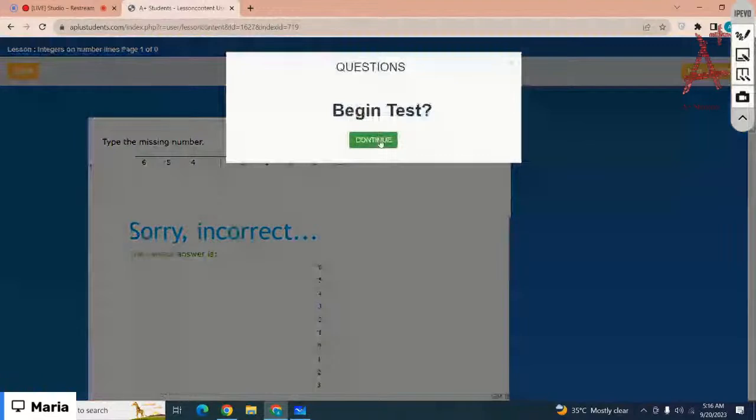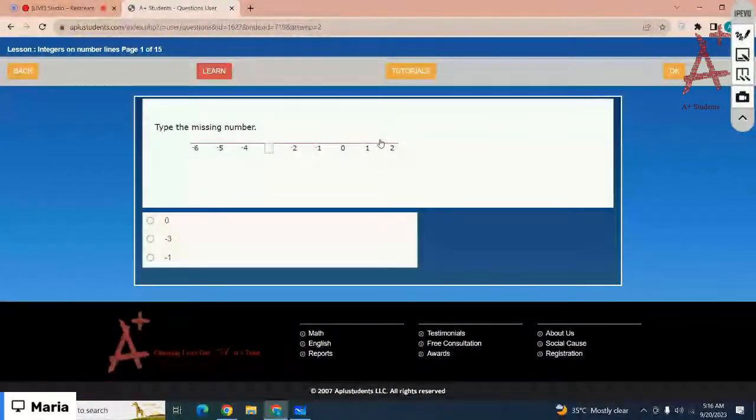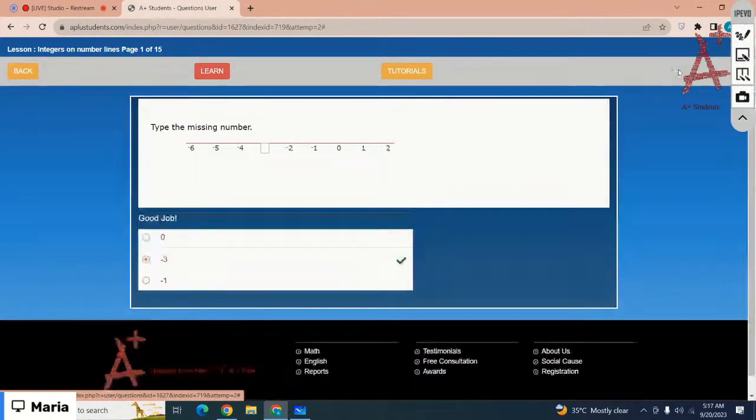Type the missing number. Which number is missing? The missing number is between negative 2 and negative 4. So which number is it? Between 2 and 4 there is negative 3, right? That means the missing number is negative 3. You can write the answers in the chat box if you already know the answers.